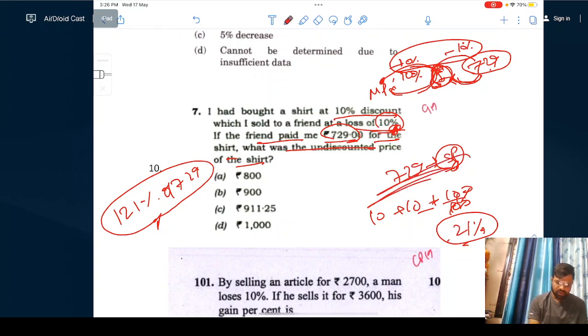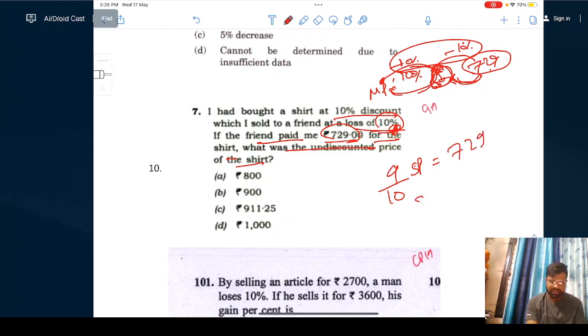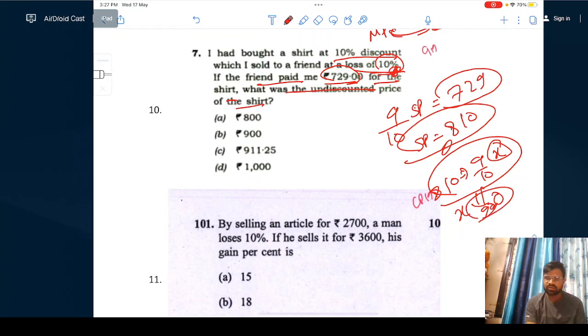Based on this, one way is that 9 by 10 of SP is equal to 729. When you find, SP is equal to 810. Then again this 810 is equal to 9 by 10 of X, the price that we have to find. This X you will find as 900. So both ways you can go: a single step process, or a double step process. It all depends on you.